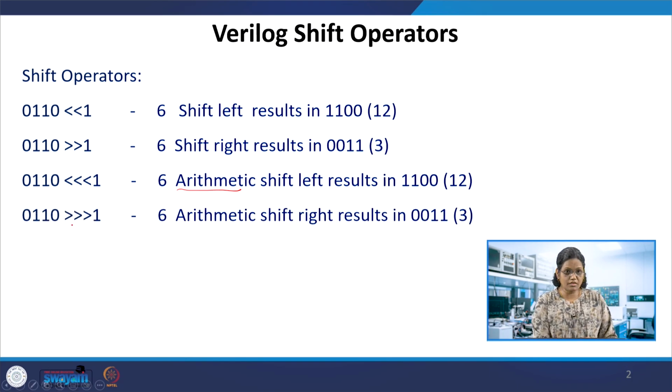Whereas if you take 6 and arithmetic right shift by 1, it also gives you 0 0 1 1, which is 3. So what is the difference between the arithmetic left shift and arithmetic right shift? It results in the same thing when the number is unsigned, that is, a positive number.